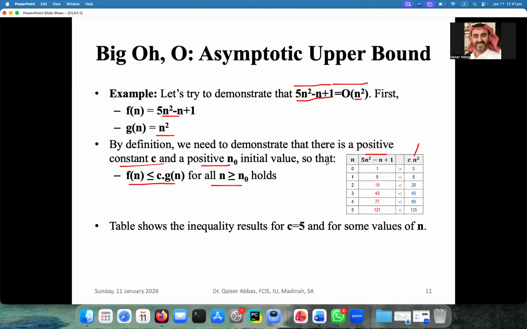This is just to get an understanding about big O, when we can say that f of n is big O. What is f of n? It is the running time of your algorithm.